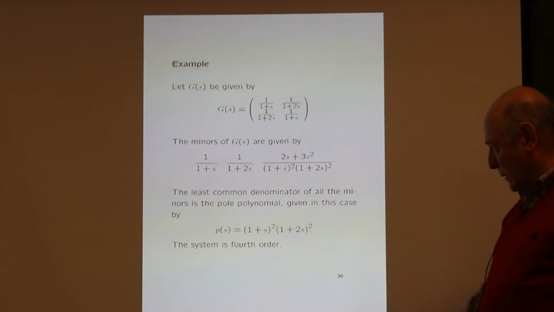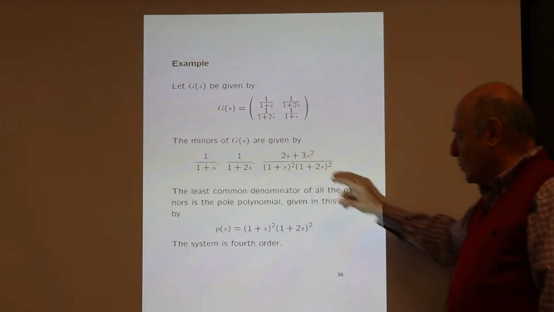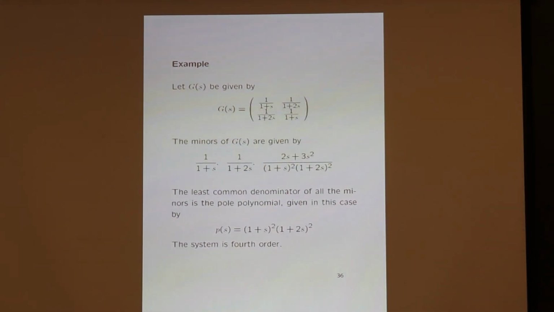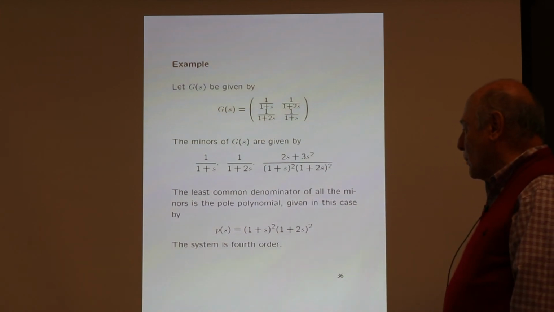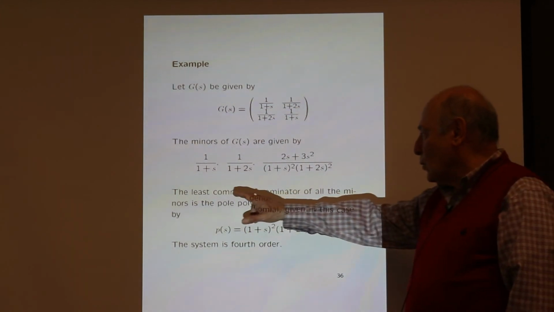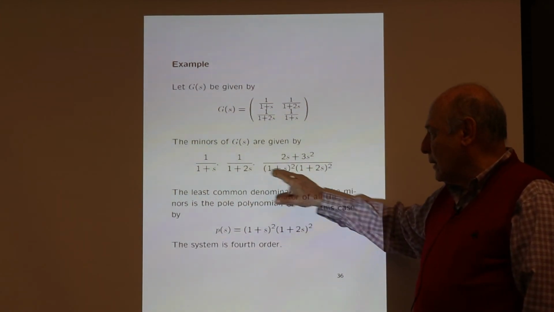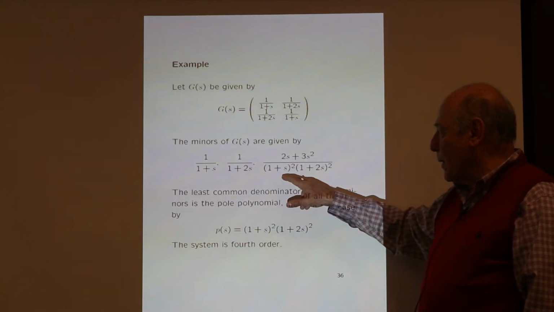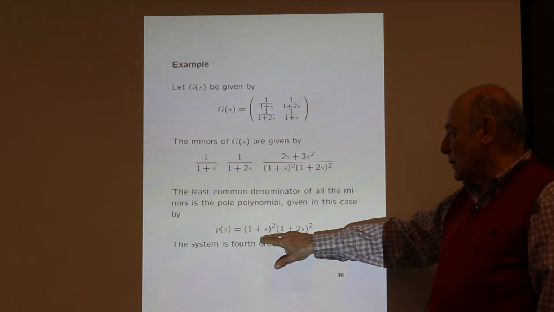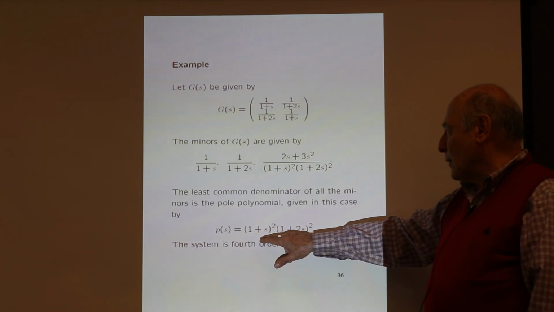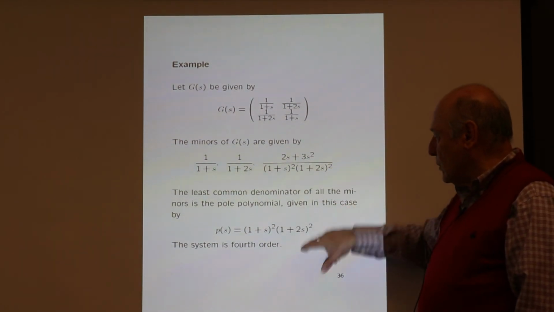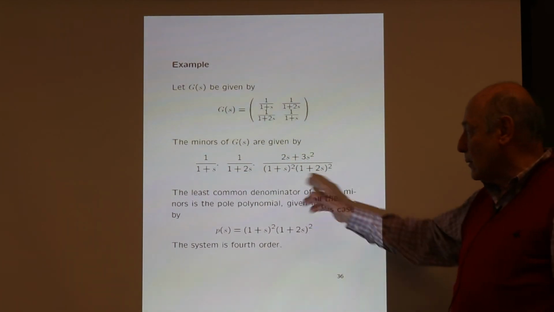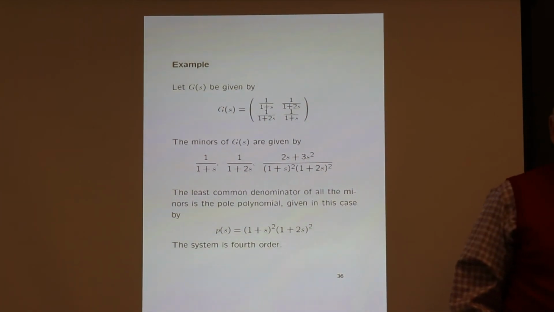Now you look at the denominators of all those minors, and you take the least common denominator of all the minors, and that will be the pole polynomial. In this case, you have 1 plus s, here with power 1 and there with power 2, so you take the maximum power. It's the least common denominator. And 1 plus 2s repeats here with second order, you take that. That's the least common denominator, this one, right?